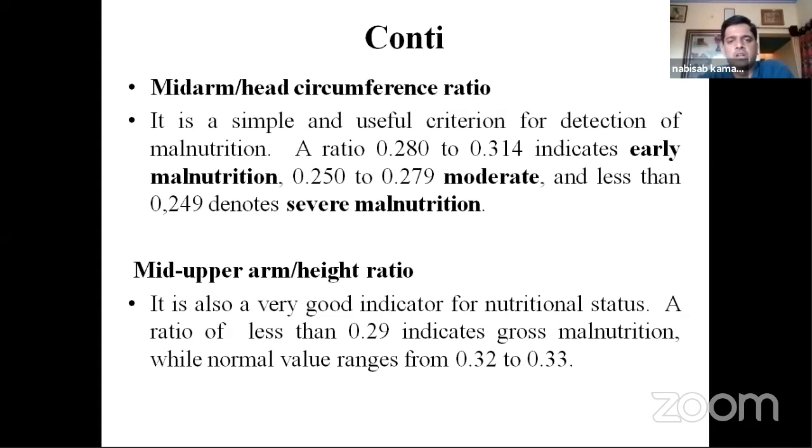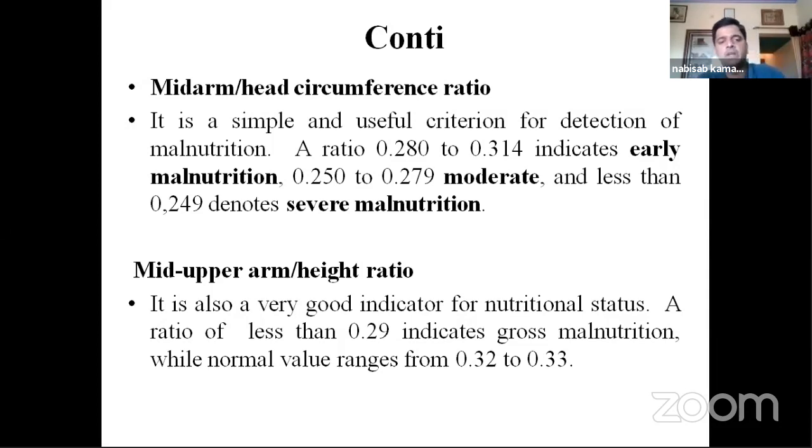Mid-arm to head circumference ratio. It is a simple and useful criterion for detection of malnutrition. A ratio of 0.28 to 0.31 indicates early malnutrition. Values of 0.25 to 0.27 indicate moderate malnutrition. Values less than 0.24 are indicative of severe malnutrition.